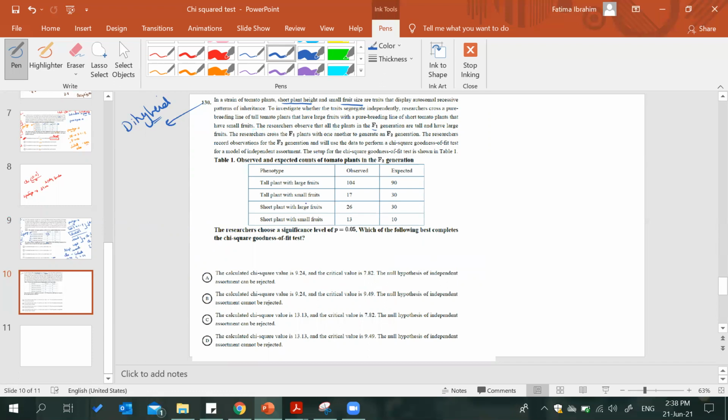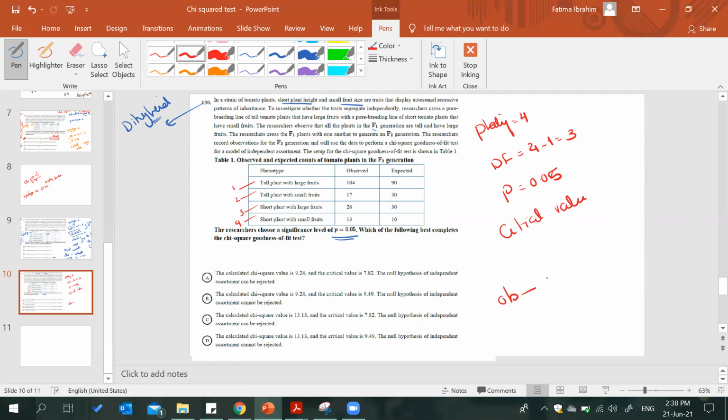Okay, this is the setting of the experiment as well. Now he's asking you, the research shows a significance of 0.05, which of the following completes the chi-square goodness of fit. Once again, collect all the given. I'm giving you how many phenotypes? 1, 2, 3, and 4. So phenotypes equal 4, degrees of freedom equal 4 minus 1 equal 3, and alpha equals 0.05. So easily you can get the critical value.